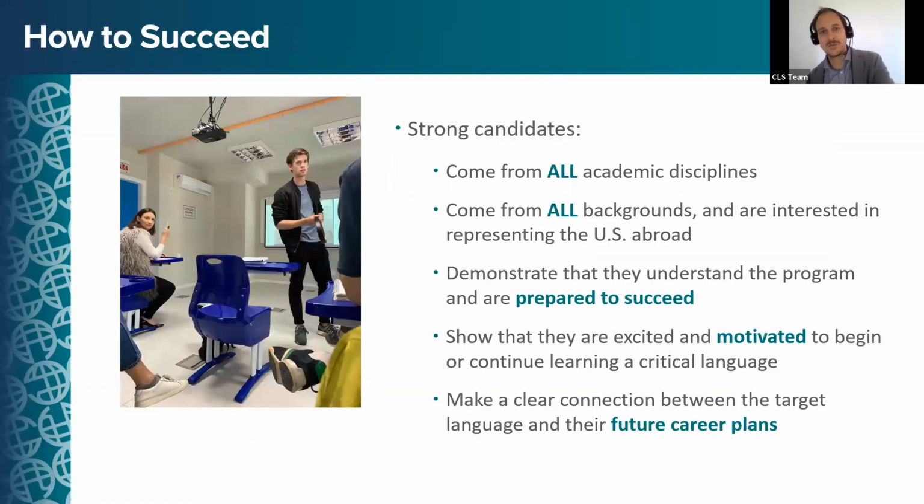We can pivot a little bit and talk about how to succeed in getting a CLS scholarship. You're in the middle of this application process now, so I want to give you some useful information to think about as you put your application together. Successful applicants come from a really wide range of backgrounds and represent the diversity of the United States abroad. So your background, your perspective, and your unique experiences can help your application stand out.